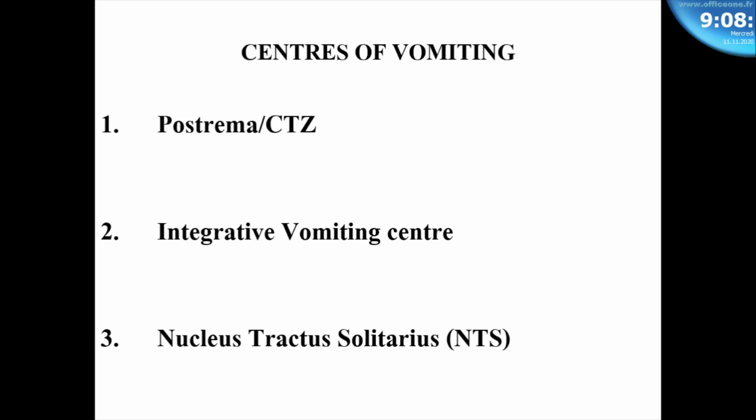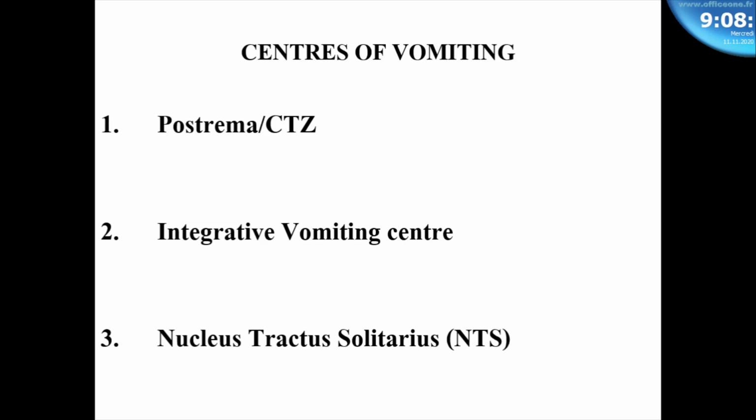In the chemoreceptor trigger zone, we have the dopamine 2, histamine 1, muscarinic 3, cannabinoid receptors, and neurokinin 1 receptor, and 5-hydroxytryptamine, which is serotonin. In the vestibular system, we have histamine 1 and the muscarinic 3 receptors. In the gastrointestinal tract, there is what we call serotonin, which is 5-hydroxytryptamine 3.